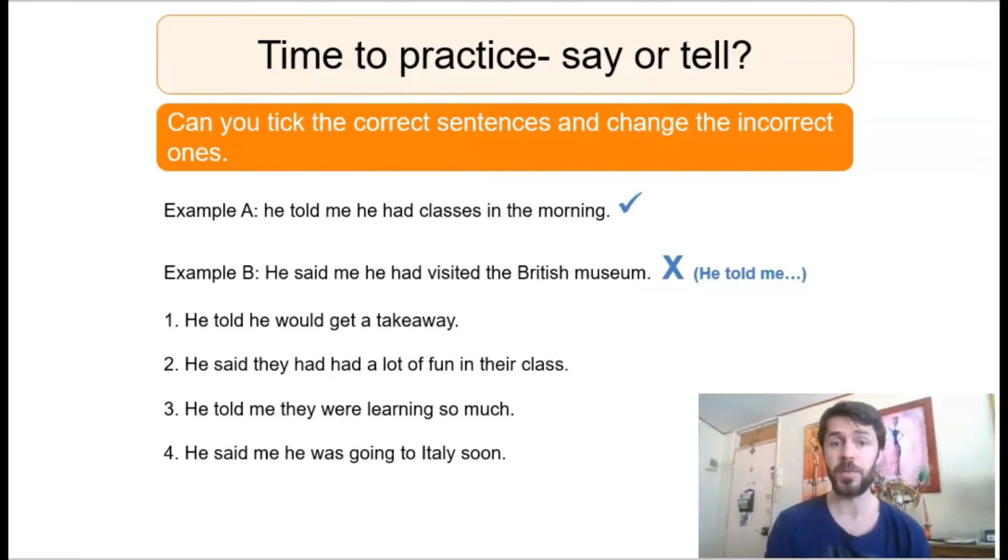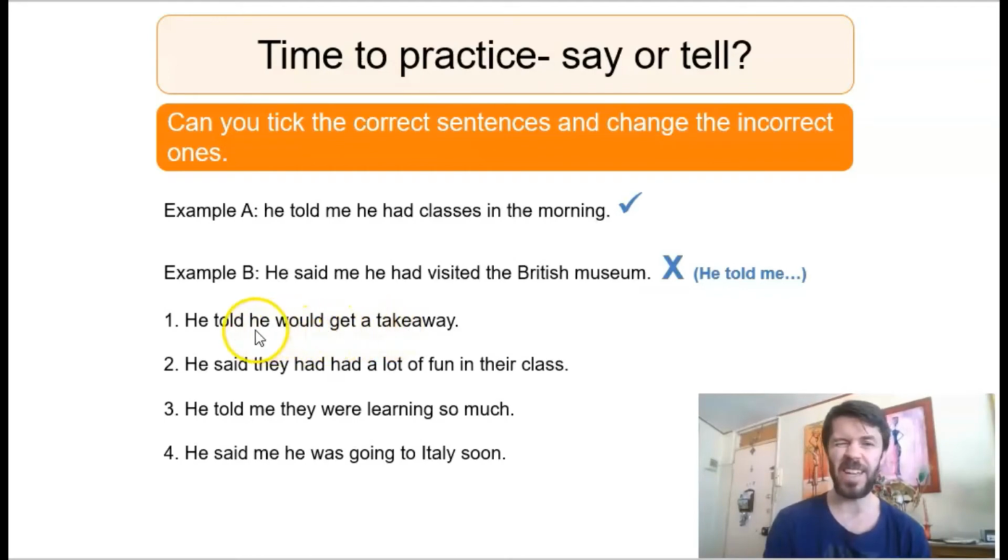How did you do? Number one, he told he would get a takeaway. A takeaway, do you remember this word? For example, a Chinese. It's food that you buy in a place and then you take out. Maybe you take it home with you or you take it and eat it in a park. It's a takeaway. In the UK, Chinese is a typical takeaway.